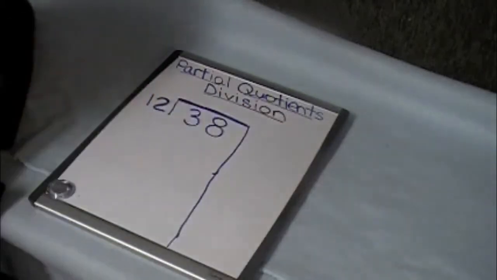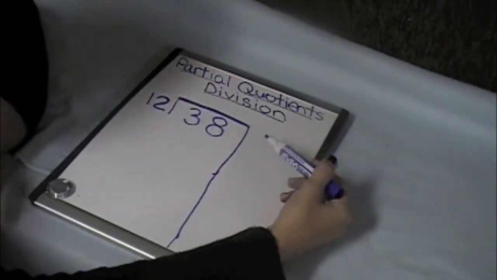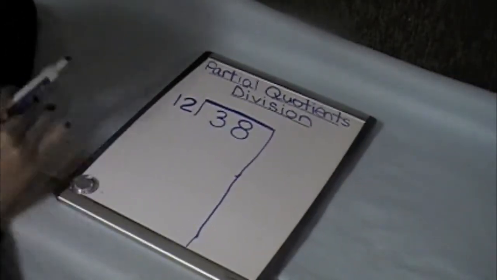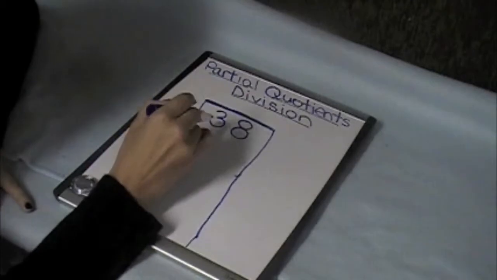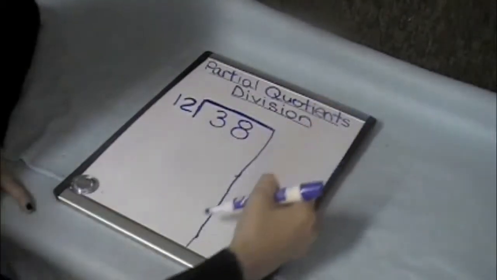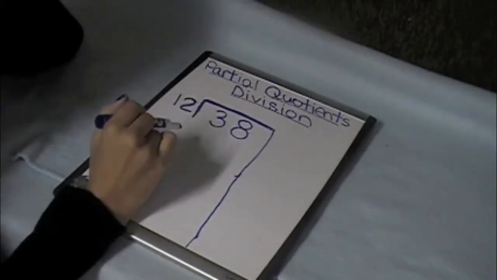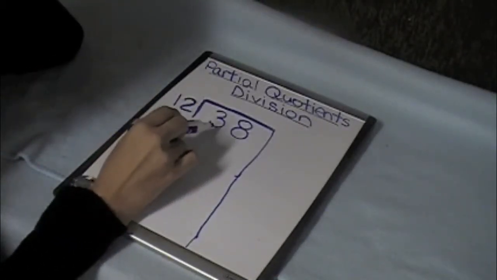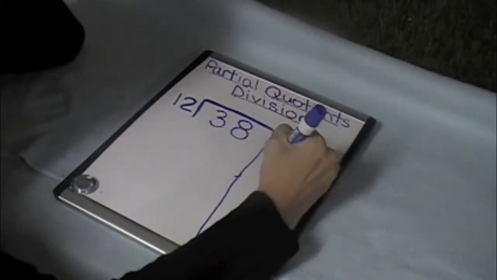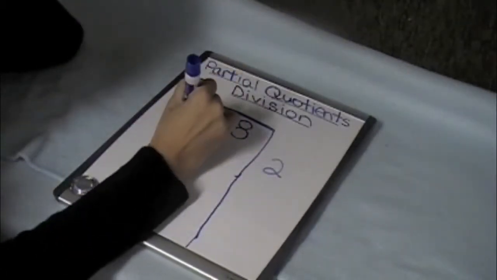Okay, so as I just showed you partial quotients, I'm now going to teach you how to use partial quotients if you had a remainder. So on my slate I have 12 into 38, or 38 divided by 12. I extended my line all the way down. So let's start thinking. I know 12 could go into 38 at least 2 times. And I know this because 2 times 12 is 24.